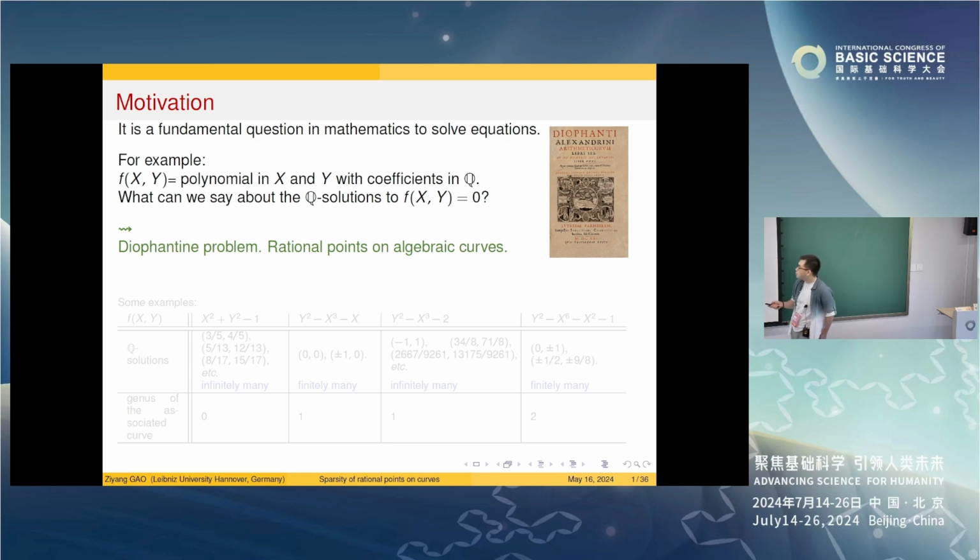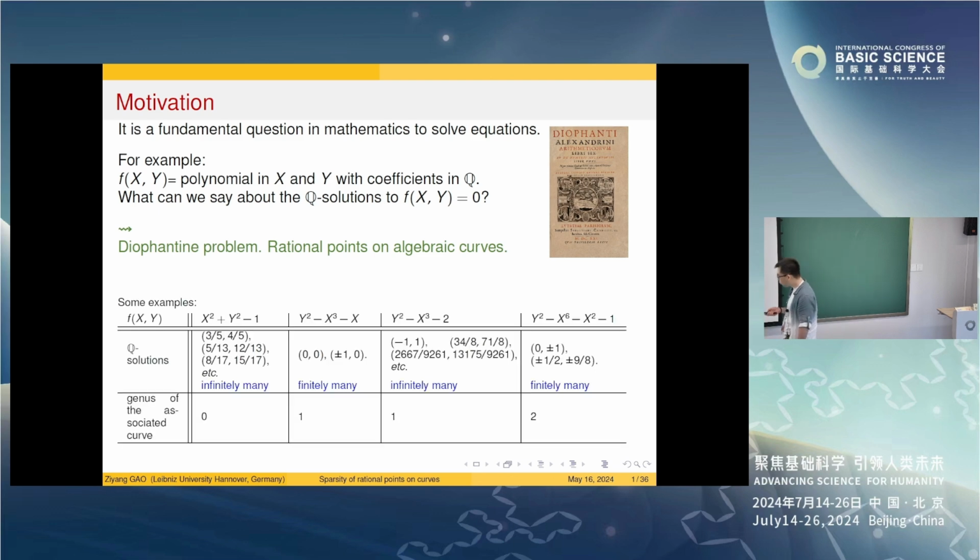This question is known as the Diophantine problem, and it dates back to ancient Greek times. In modern language, it amounts to studying rational points on algebraic curves. So this f(x,y) defines an algebraic curve, and the Q solutions are the rational points on this algebraic curve. Here are four examples. The first example has a polynomial of degree 2, the second and third examples have degree 3, and the fourth example has degree 6.